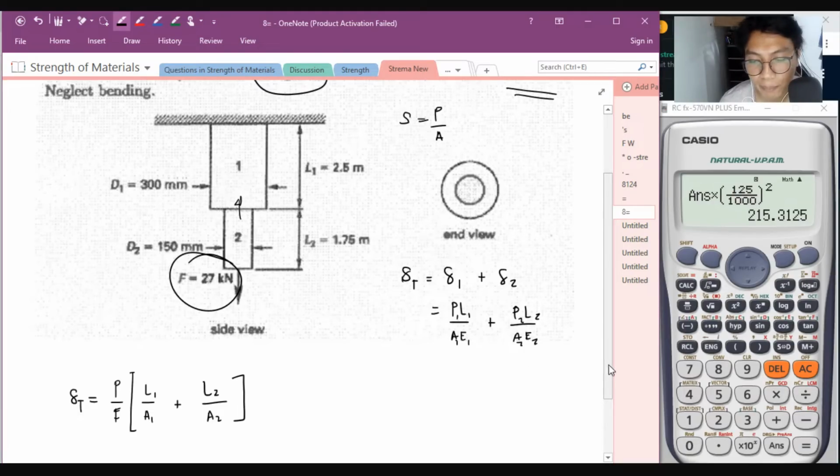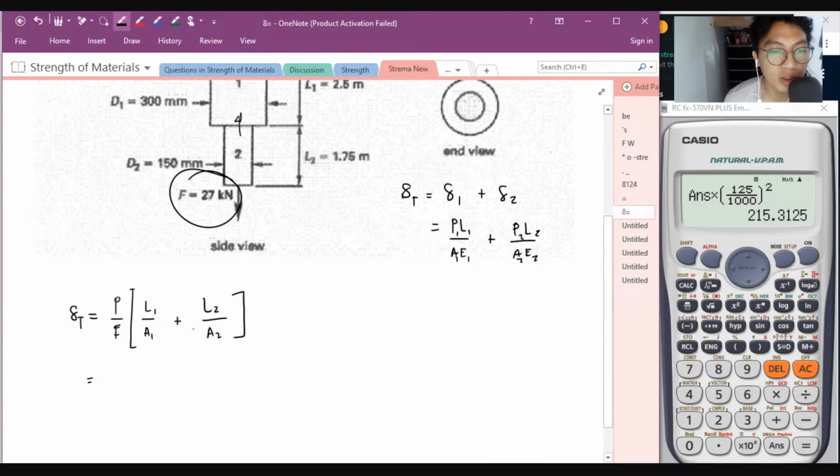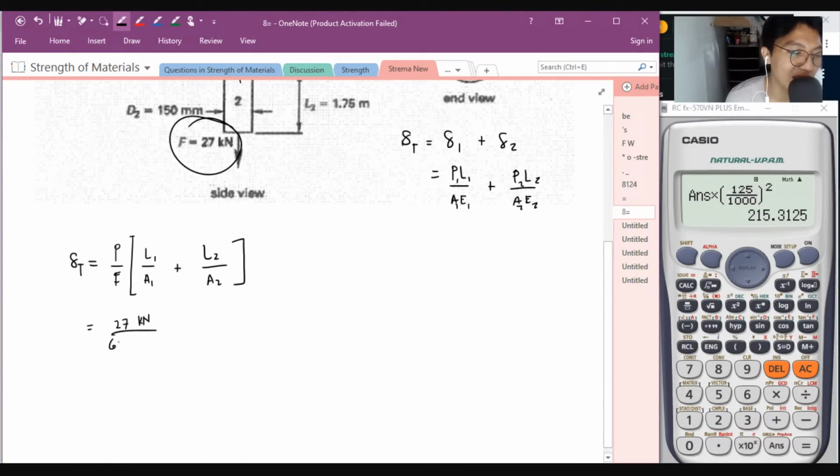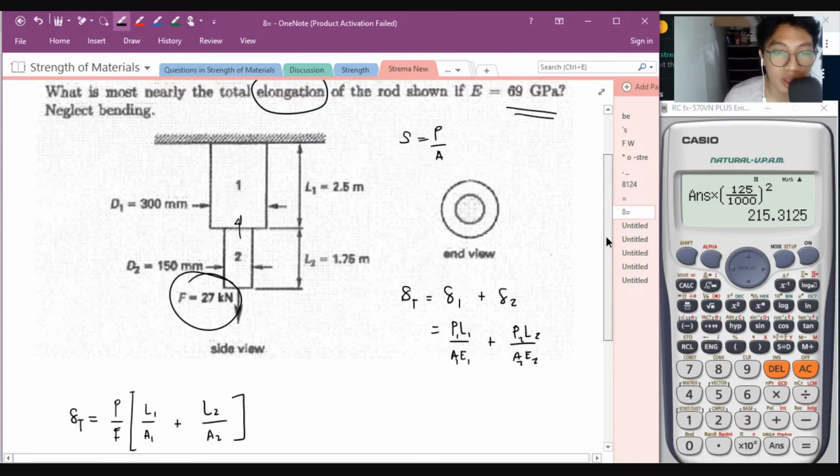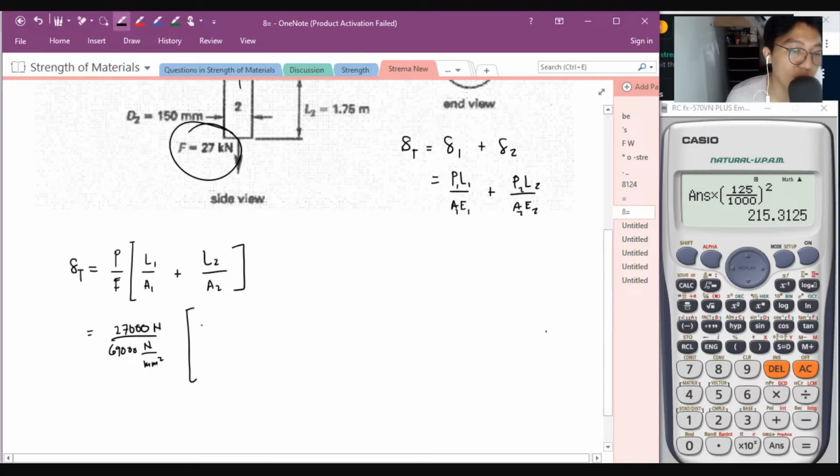Pwede ko na i-simplify. So, ano yung P dyan? That is 27 kilonewton. Divide by E, I think that is 69 GPa, 69,000 na lang, Newton per millimeter squared. Ito gawin ko na tong millimeter. 27,000 Newtons, multiplied to the length, dapat naka-millimeter. Ano ba yung length natin dyan? Length 1, 2.5, that is 2,500 millimeter. Convert nyo na kagad kung pwede.